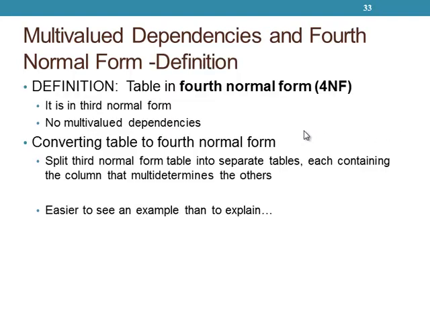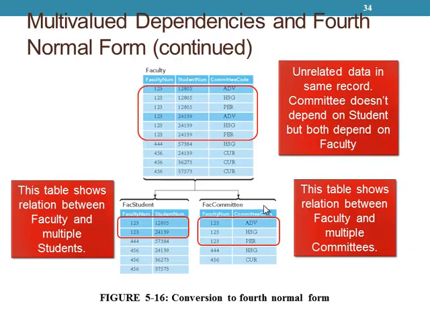Still kind of confusing. Again, here's the formal definition. A table is in fourth normal form if it was in third normal form and has no multi-valued dependencies. So what do you do? Again, you're going to convert things into separate tables, each containing columns that determine the others. It's really much easier to see with an example. So let's continue. Here's a multi-valued form.